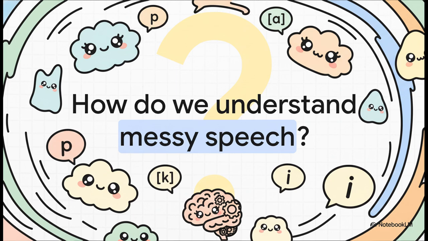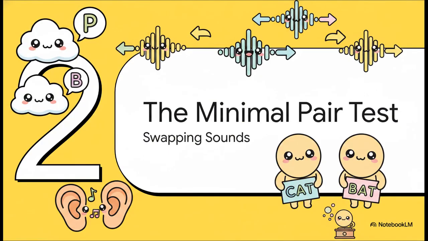Because our brains definitely don't care about every single acoustic detail. They're only listening for a very limited set of distinctions. The question for linguists then becomes, how do we prove which distinctions actually matter to the human mind? Which brings us to part 2, the minimal pair test and swapping sounds.